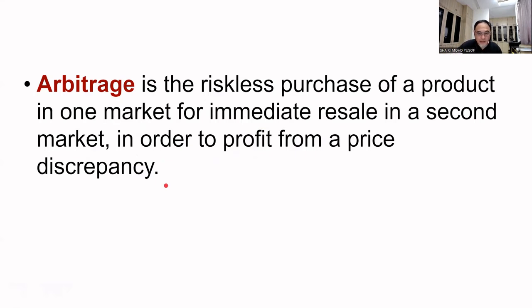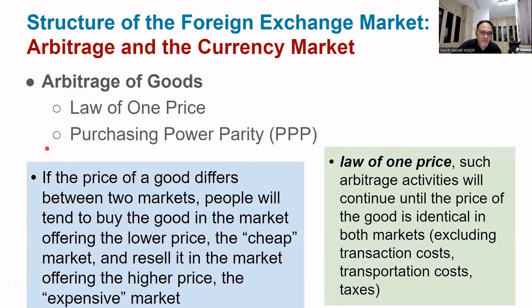We are going to explore two types of arbitrage activities that affect foreign exchange markets: arbitrage of goods, meaning commodities per se, and arbitrage of money. So we can actually profit from money.